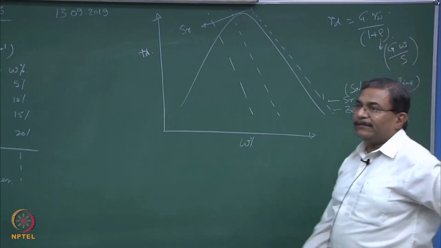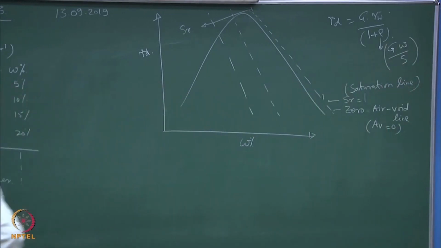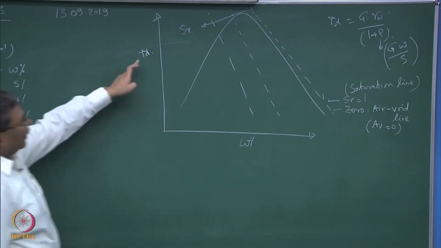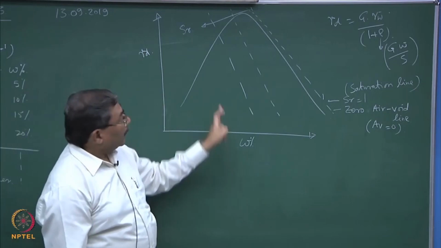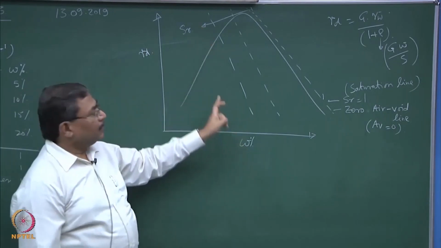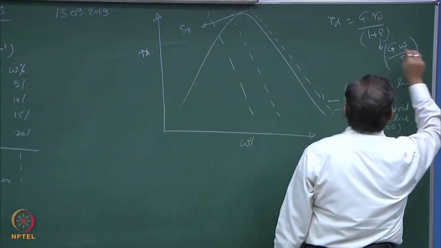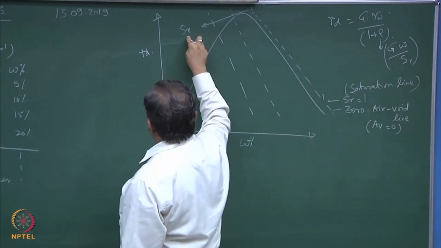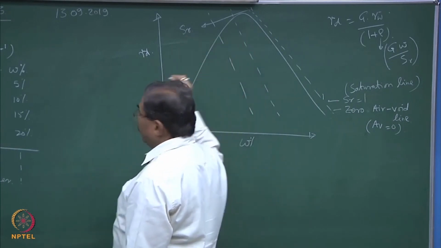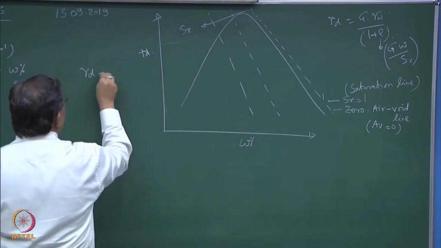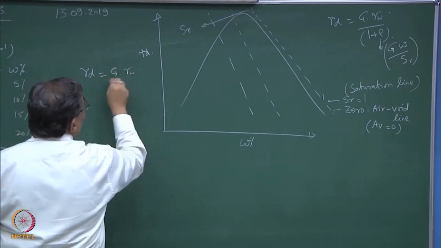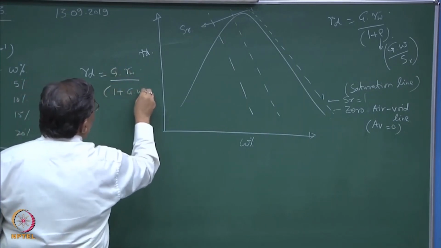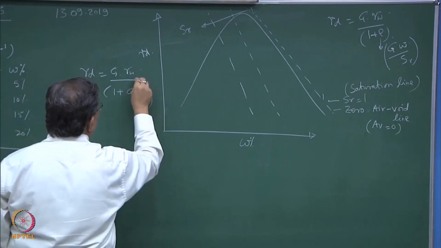Is this okay? You got it? So, what I have done? I am plotting the compaction characteristics on a 2-dimensional plane, gamma D and W, and the contours are of S. So, this is your SR. That means the equation for a saturation line would be gamma D equal to G gamma W over 1 plus G W over SR. Is this okay?